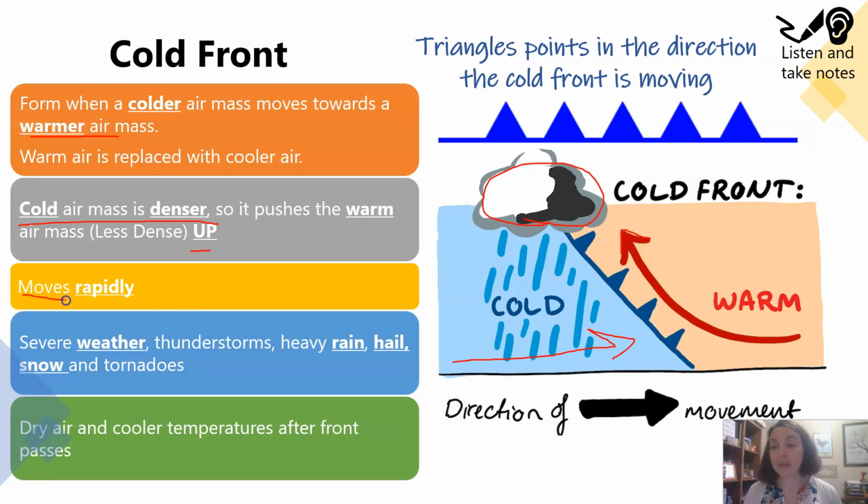Cold fronts move rapidly, and because of the condensation, we get severe weather, such as thunderstorms, heavy rain, hail, and even some tornadoes. After the front passes, you'll get some dry air and cooler temperatures because of the cold air that has moved in.